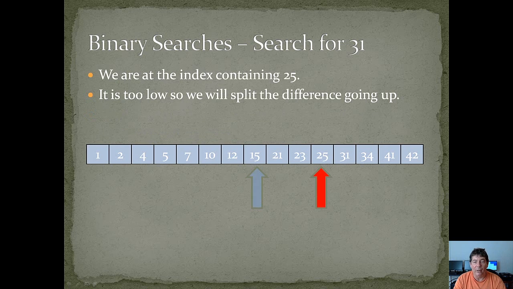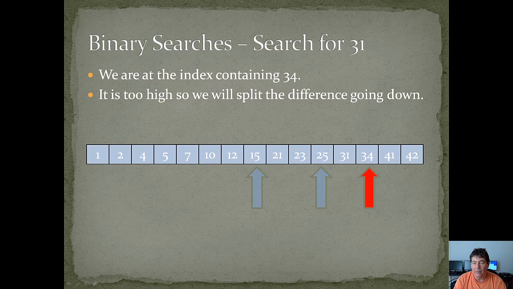Okay, so 25. Notice the blue arrow here. We left it there so we could remember where the last point we checked, because we don't want to go too far and back up below 15. We don't want to ever go below 15. Okay, so that's too low. Now we're going to split the difference again, go up. 34. Notice we've marked where we were at, so we don't ever want to go below 25.